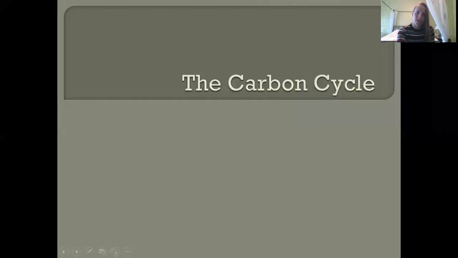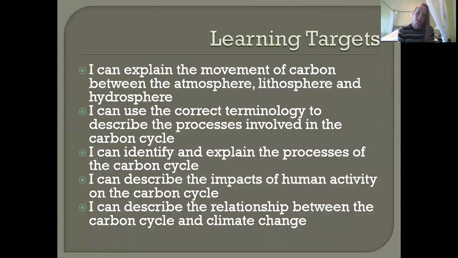Hey guys, so today we're going to start the first of our biogeochemical cycles. A biogeochemical cycle describes the way that a nutrient or a molecule or a compound is cycled through an ecosystem. And today we're going to be looking at the carbon cycle. So when we're looking at the carbon cycle, what you're going to be talking about is how carbon moves through the atmosphere, lithosphere, and hydrosphere.